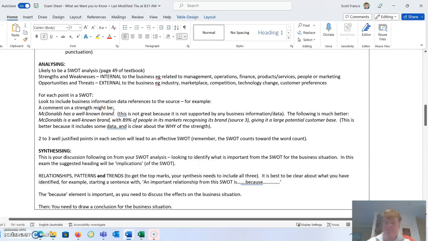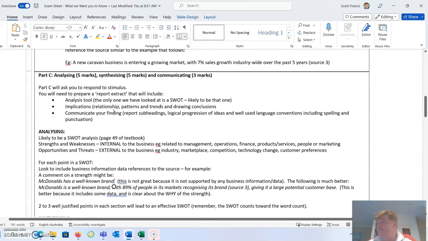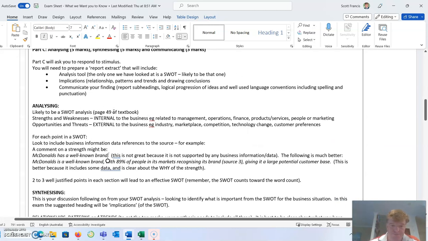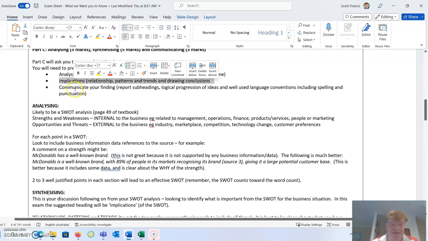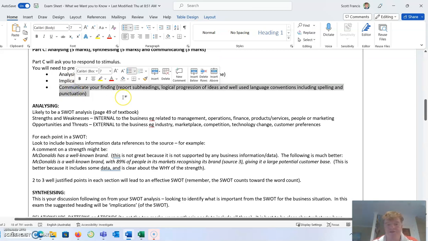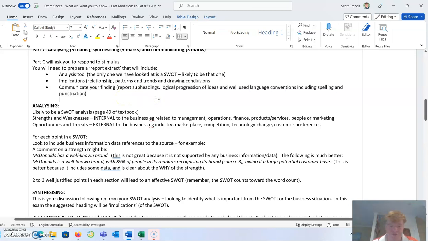Having highlighted that important part, let's have a little look through here. You'll get some stimulus that you're going to have to respond to. You're going to have to include an analysis tool. Now, we've only really looked at one at this stage. I think it's likely to be a SWOT. Then the implications that flow from your analysis, and you have to communicate your findings using subheadings, a progression of ideas, and language conventions, including spelling and punctuation. When I show you my example answer, you'll see that I've used subheadings. There's nothing hard about that. So it's likely to be a SWOT.